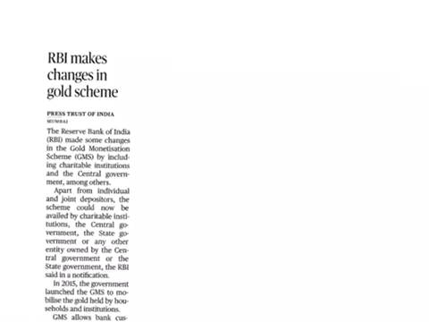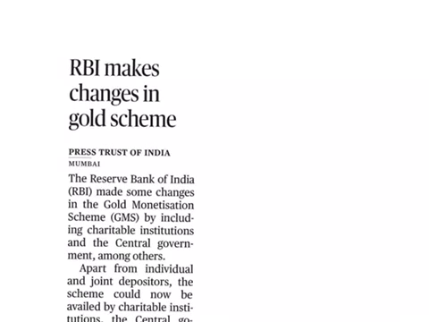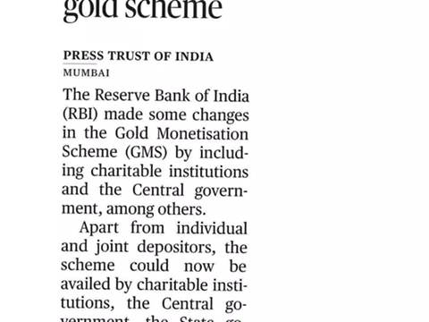The next article is RBI makes changes in the gold scheme. This article comes under GS Paper 3 under the topic of economy, and the subtopic here is mobilization of resources. From this article, we are going to see about a scheme known as the gold monetization scheme, which has replaced a scheme known as the gold deposit scheme of 1999.